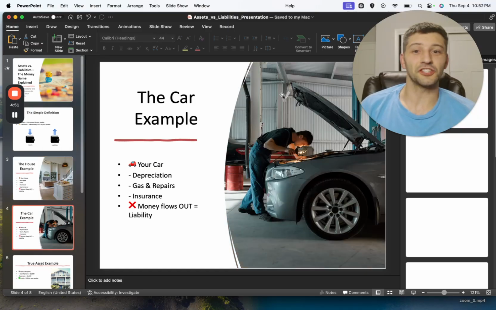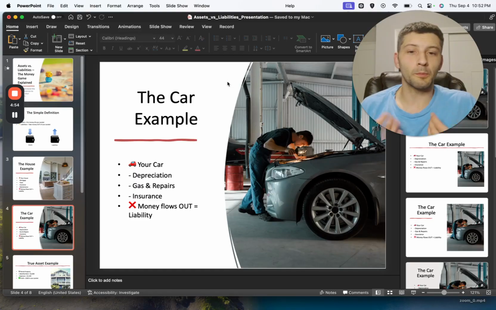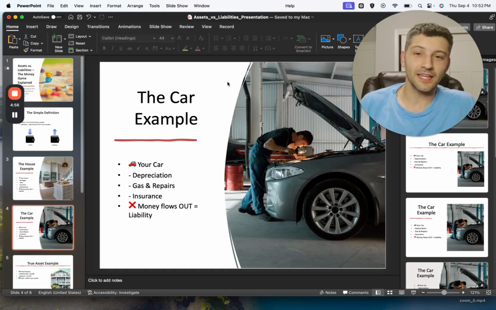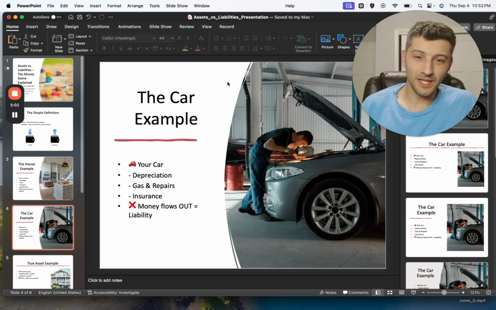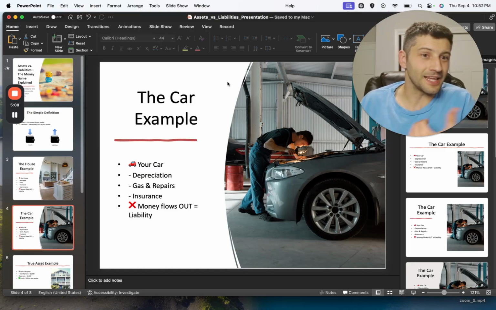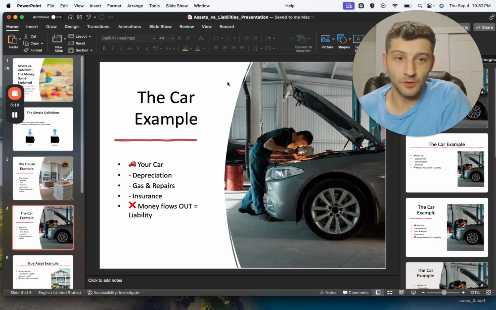Another one is your car. Again, most people will purchase a car and it provides them utility. They can drive it from point A to point B. The thing is, the moment you drive it off the lot, especially if you buy a brand new car, it loses value. And it will only continue to lose value over time.